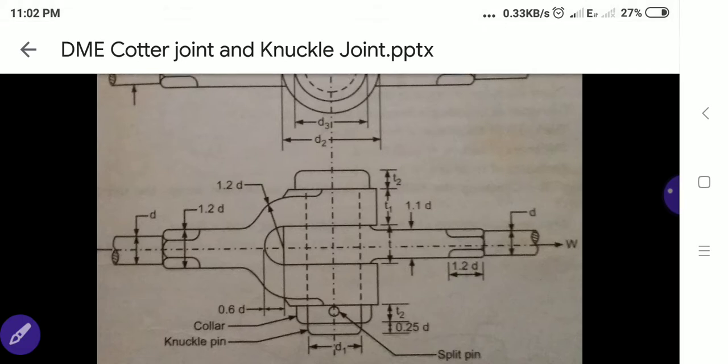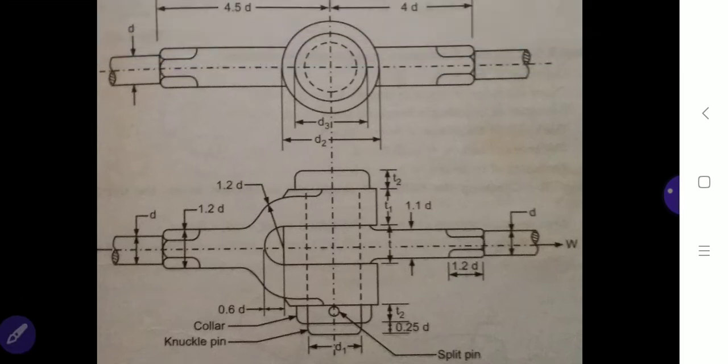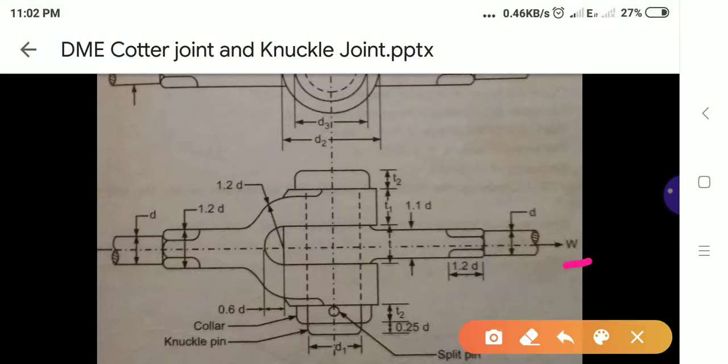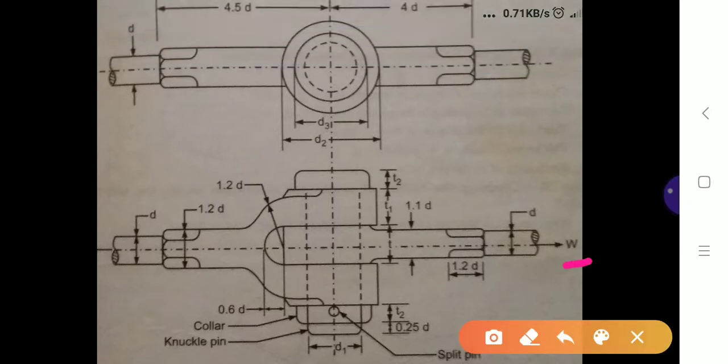We keep in mind the dimensions of knuckle joint, where W is the tensile load, D1 is the diameter of knuckle pin, D2 is the diameter of single eye or double eye, D3 is the diameter of knuckle pin head, small t is the thickness of single eye, small t1 is the thickness of double eye or fork, small t2 is the thickness of collar.